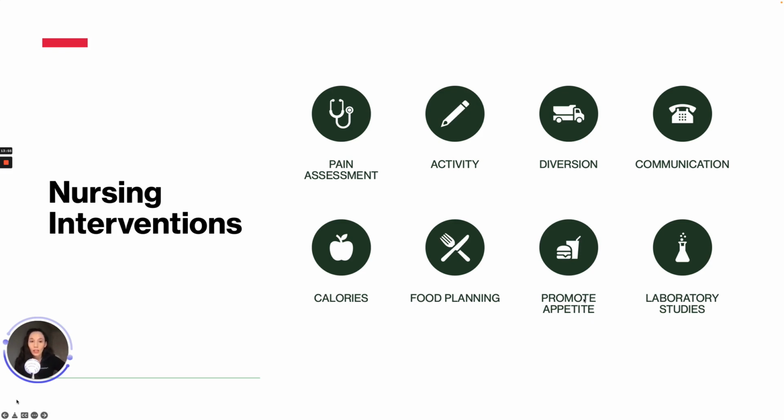We're going to calculate caloric intake to identify nutritional deficits or needs. We're going to look at food planning, so consulting the patient about their likes and dislikes, what causes distress, and what's a preferred meal schedule. We're going to promote appetite by providing a pleasant atmosphere at mealtime and removing any stimuli that could make a meal not pleasant. And we're going to look at laboratory studies, so monitoring the BUN, prealbumin, albumin, total protein, and transferrin levels.